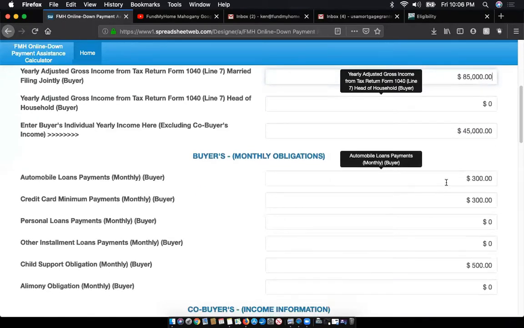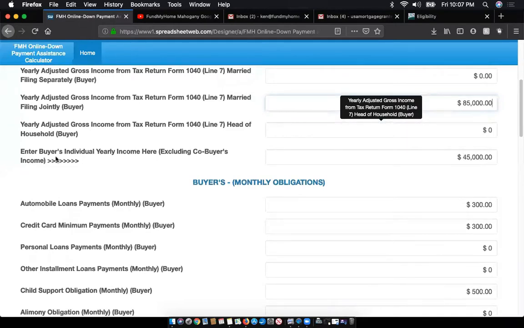And at the end of that, it says enter buyer's individual yearly income here, excluding the co-buyer's income. So let's say that you file jointly and you file 85,000, but 40,000 of that was the spouse. Then you put your yearly income excluding your spouse. Let's just say that the person's income was 45,000 and the co-buyer was 40,000. So that's what you put there.